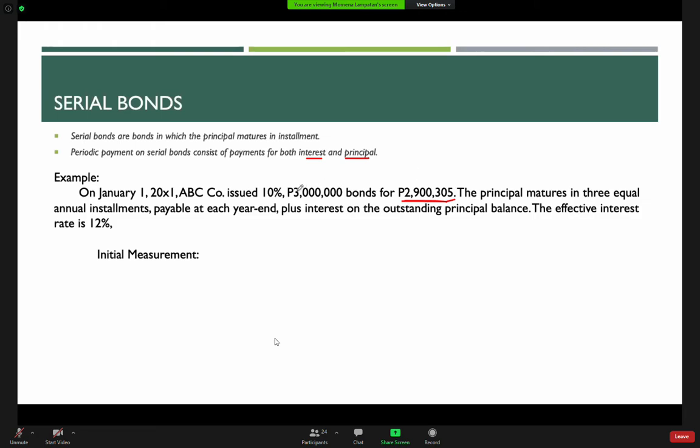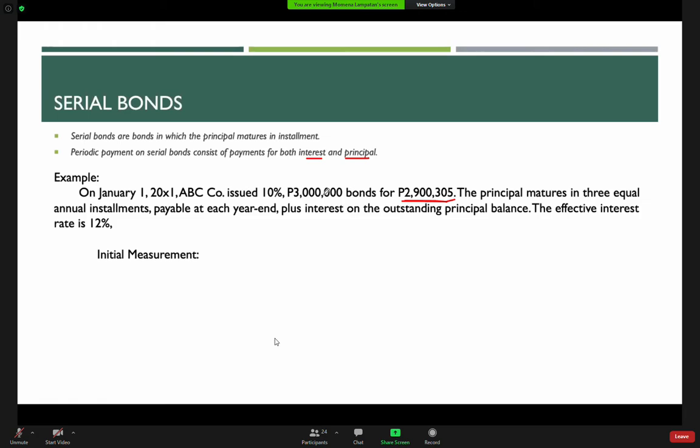So, that is 3 million divided by 3. So, you have an equal payment na 1 million each year. So, that will be payable each year end. Other than that, of course, magbabayad din tayo ng interest. Okay? Interest on the outstanding. So, ang babayaran mo lang na interest will be the interest nung hindi pa bayad na balance nung bonds. Of course, hindi na magkaka-interest yung part na nabayaran na. Okay? So, later makikita natin kung paano yun.